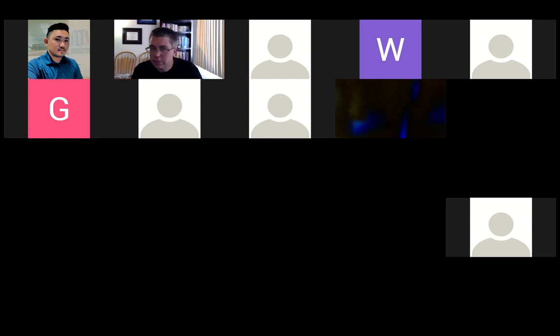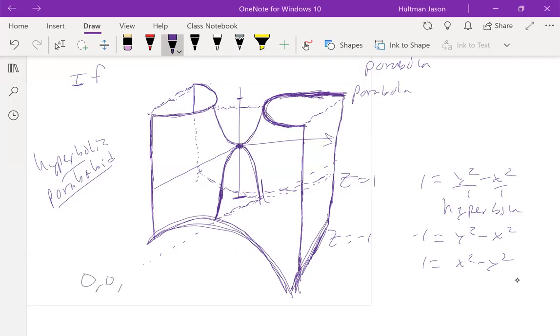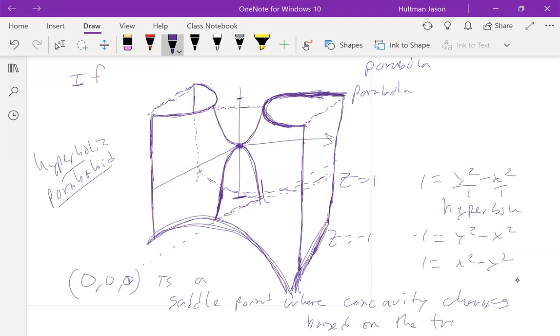So I'll write that in my notes before I leave the meeting here. So the origin, 0, 0, 0, is a saddle point. And this is where concavity changes, based on the trace.